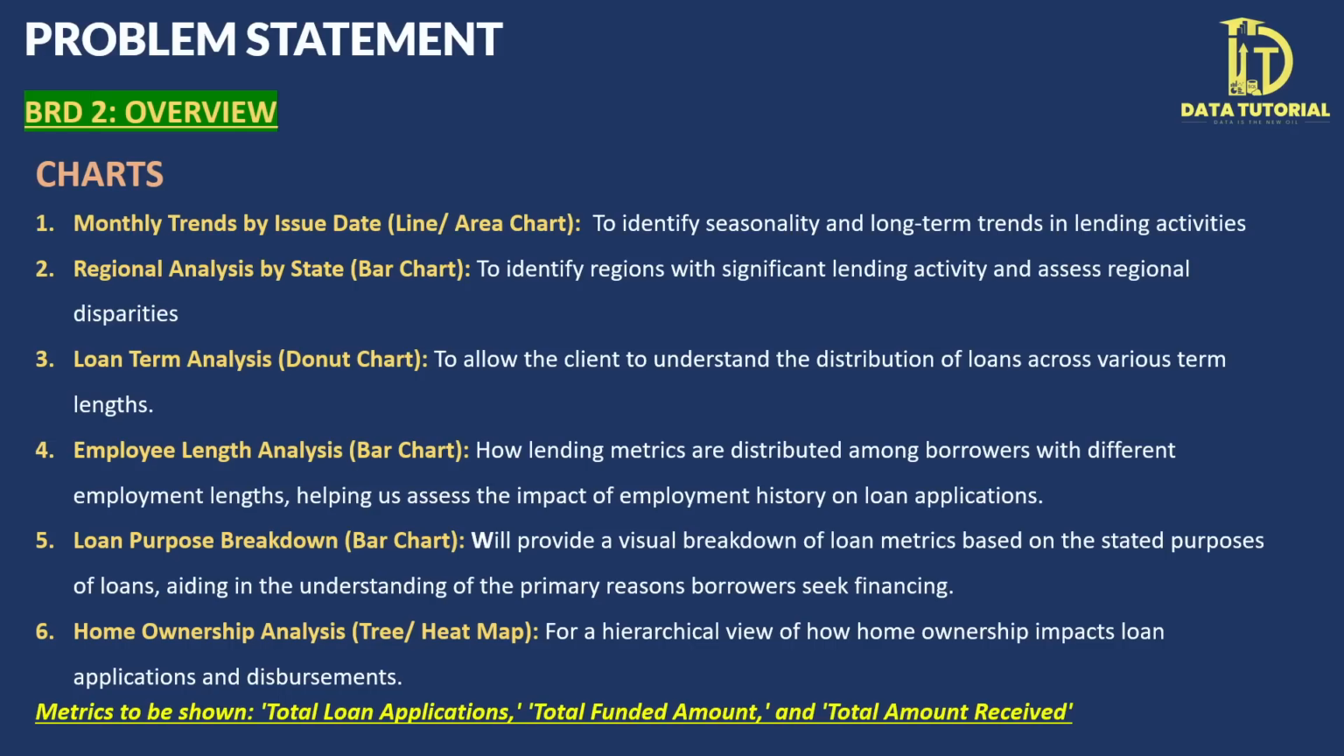Whether they are given for 36 months, 72 months, 100 months, or 120 months, likewise 10 years, 11 years, or 3 years, we can see how many months the loan has been given. Based on that, we are also going to make a donut chart here. Then employee length analysis is based on the employment history or current employment of the borrower. How many people are taking loans based on their employment, right?